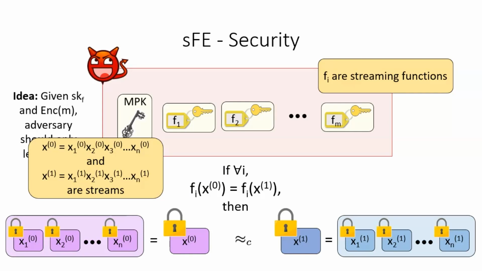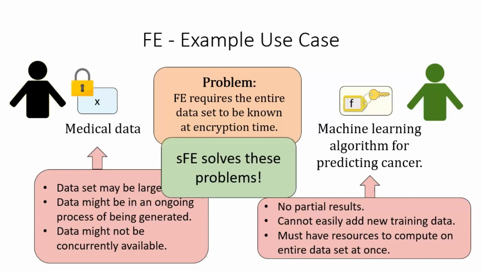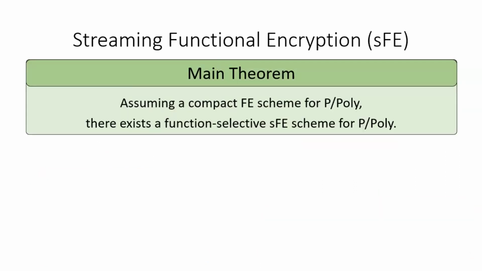So that brings us back to our use case. Streaming FE solves these problems, since streaming FE would allow Alice and Bob to start the encryption and processing part before Alice has all the data available, as it becomes available. So what are our results? Our main theorem is that, assuming a compact functional encryption scheme for P/poly, there exists a function-selective streaming FE scheme for P/poly. So we're essentially creating a version of streaming FE from regular functional encryption.